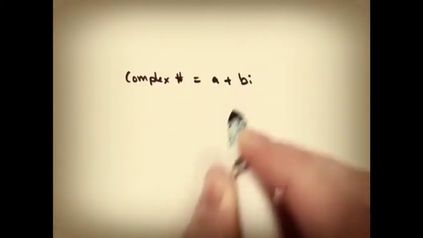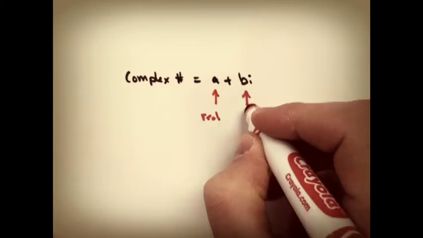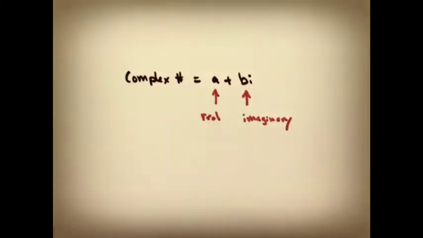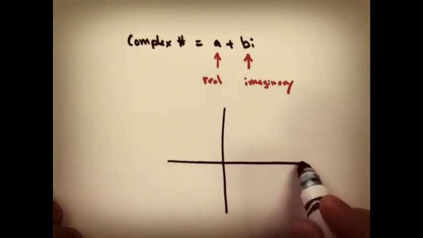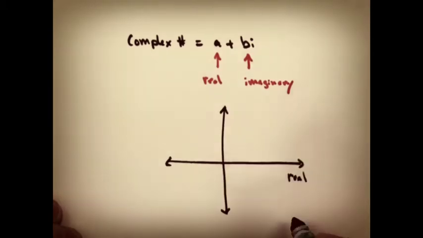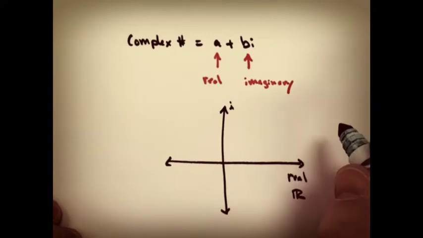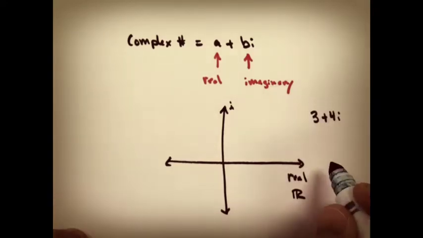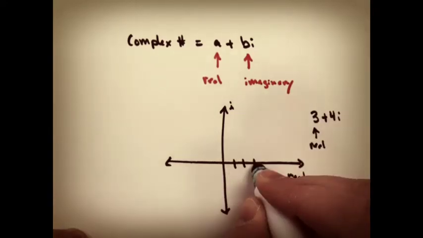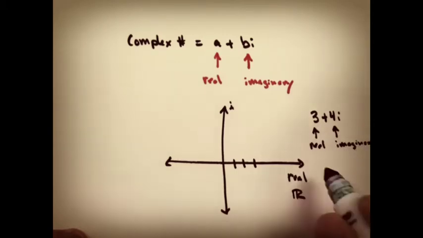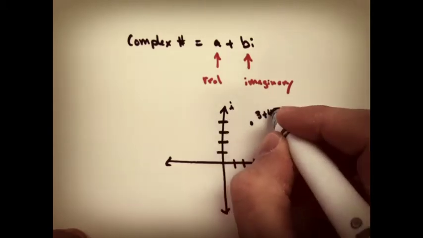First thing we'd like to do is review what a complex number is. It's a plus bi. A is the real part, b is the imaginary part. Now, little did you know, you can graph on the complex plane. The horizontal is the real, the vertical is the imaginary. So if we were going to graph a point like 3 plus 4i, 3 is the real, 4 is the imaginary, to the right 3, and then up 4, so that would be our point, 3 plus 4i.